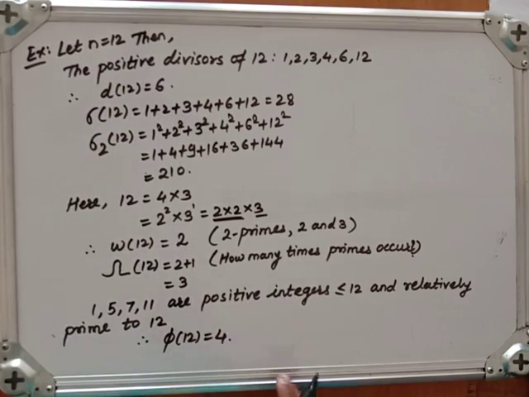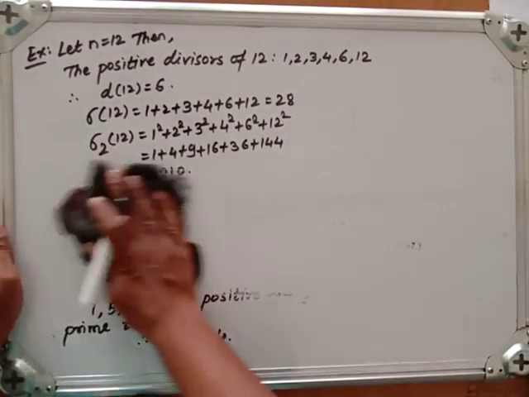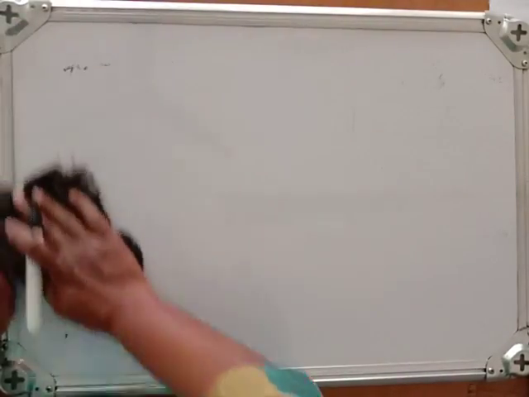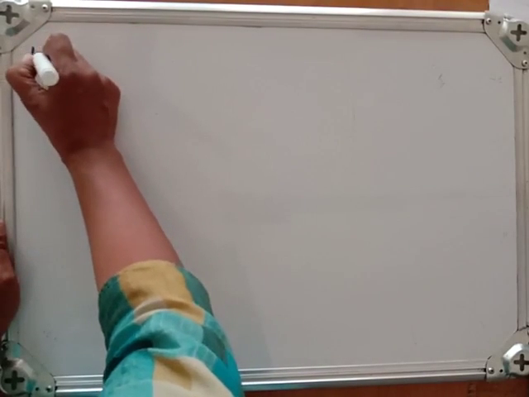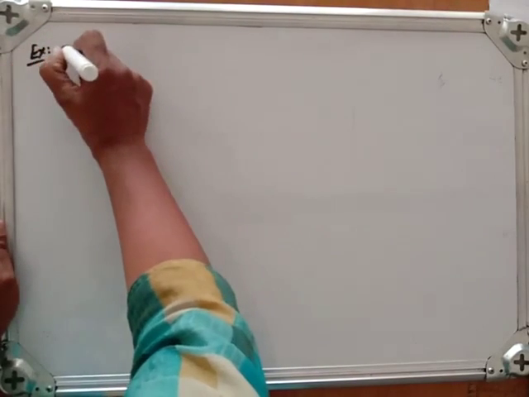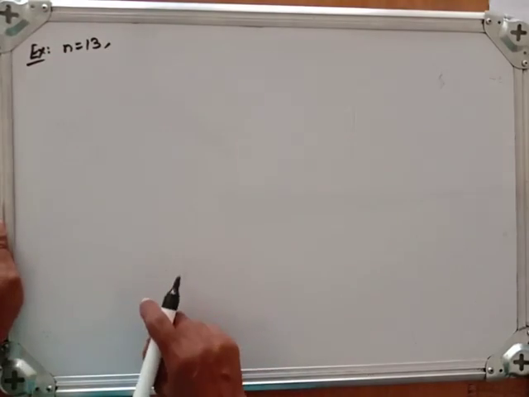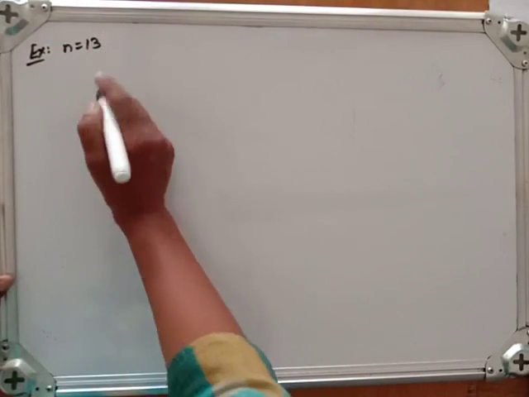Therefore, phi of 12 is equal to how much? 4. Now, let's see one more example of the same kind, or 2 or more. Okay, this is about these functions, how to find their values and all. Now, let's see some more examples. Suppose now n is equal to 13. So for n equal to 13, let me find all these.